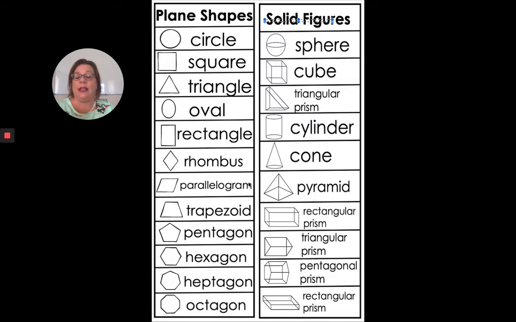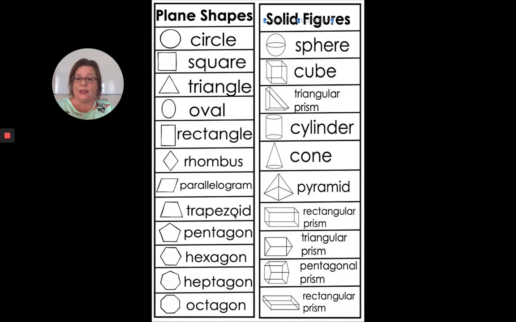The next shape is a parallelogram. And a parallelogram is a shape that has 2 sets of parallel lines. So right now, this rectangle up here is a parallelogram, and so is the square. The rhombus is also a parallelogram. A parallelogram does not have to have equal sides. It just has to have 2 sets of opposite parallel lines that are going in the same direction.